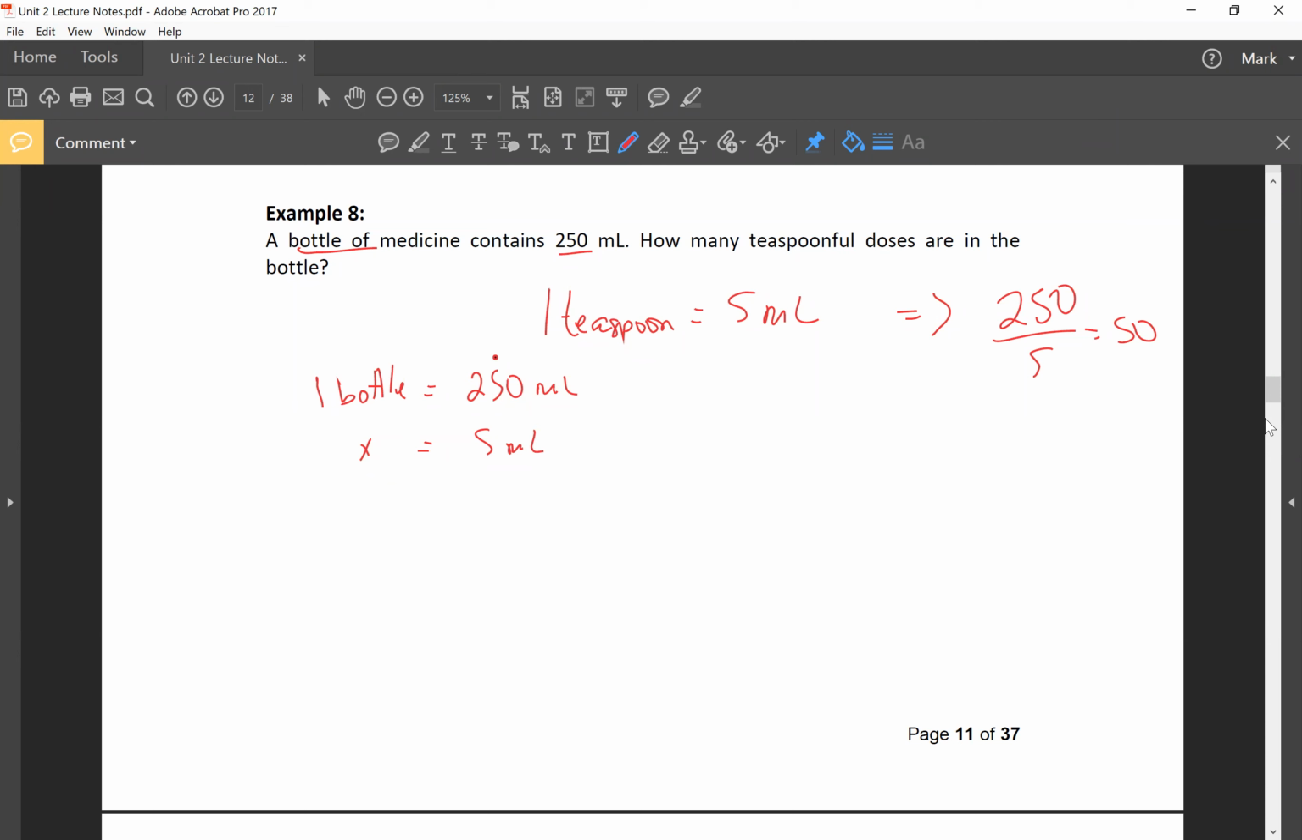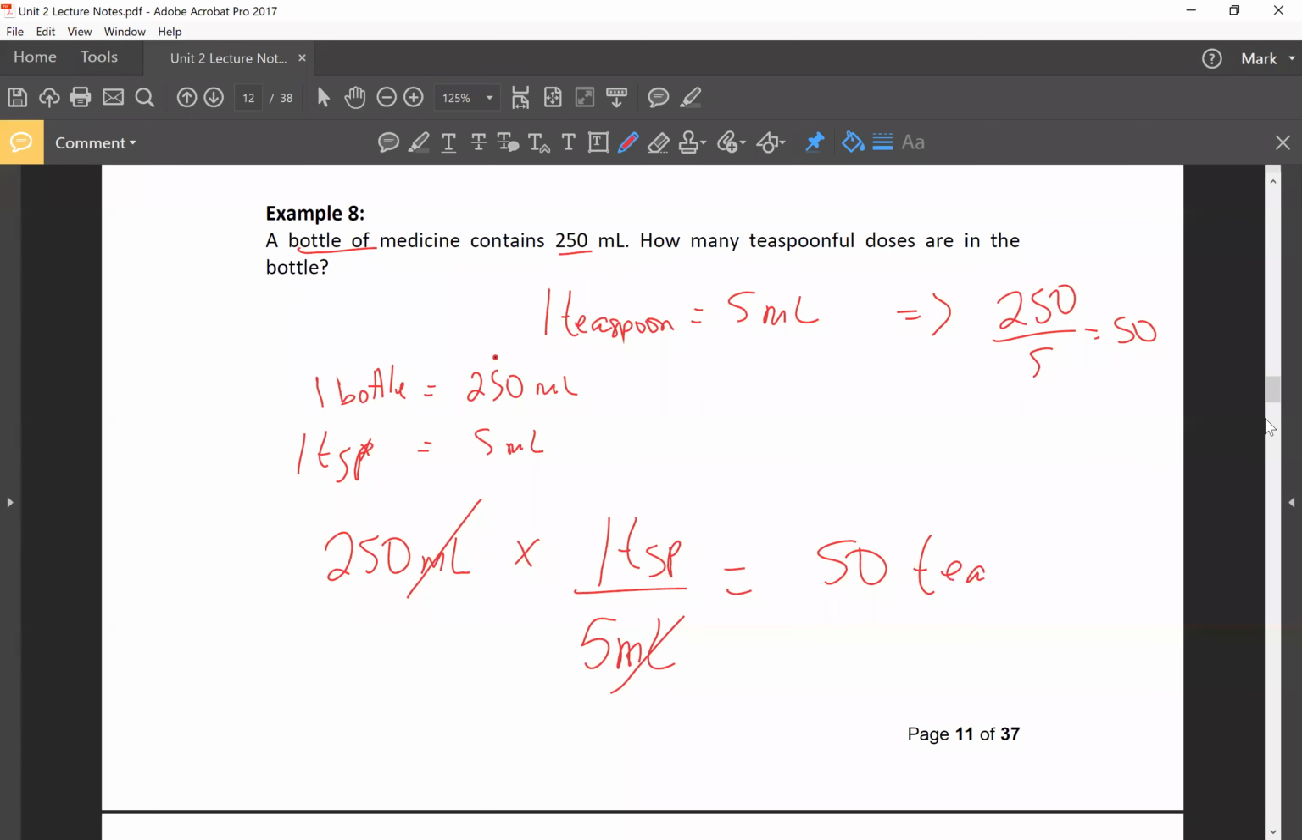Again, for me, I think the easiest way to do this would be 250 milliliters. Okay, and I would multiply that by 1 teaspoon over 5 milliliters, and I would get 50 teaspoons. For me, this is just a unit conversion. It's not actually a ratio question.